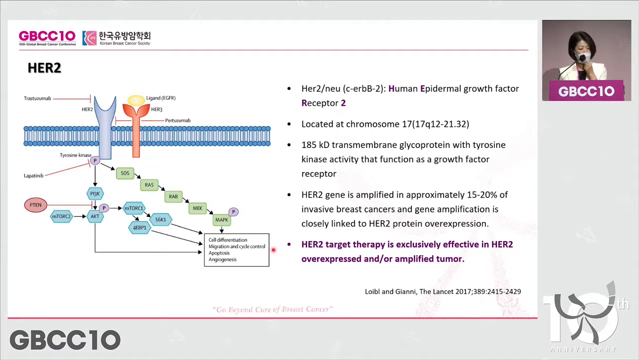I think you have heard a lot about HER2 positive. This is human epidermal growth factor receptor 2. So in the transmembrane, there's a receptor here, and underneath, whether this kinase is activated or not, and whether the signaling is activated or not, we'll be able to see abnormal growth for the cells. So HER2 gene is amplified in approximately 15 to 20% of invasive breast cancer cases.